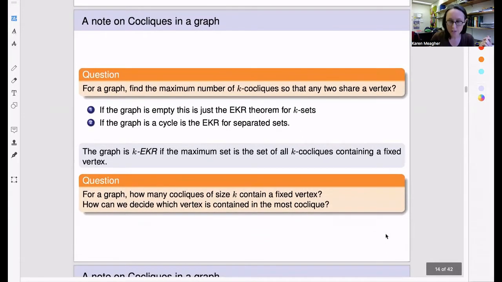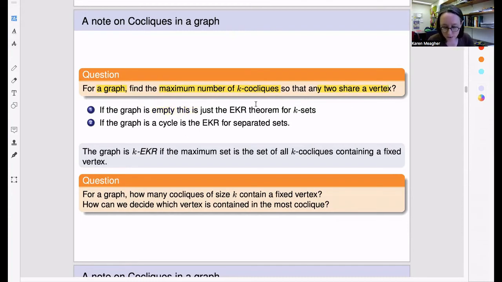Another EKR type problem that has a lot of work behind it is co-cliques in a graph. So if you hold on to a graph and you want to look at the K co-cliques, so these are independent sets, or sets of vertices with no edges. The K co-cliques means that they have K vertices in them. I want to find the maximum number of K co-cliques so that any two have a vertex in common. So I'm looking for the maximum intersecting set of co-cliques of size K in a given graph. And every time you have a graph, you can ask this question.